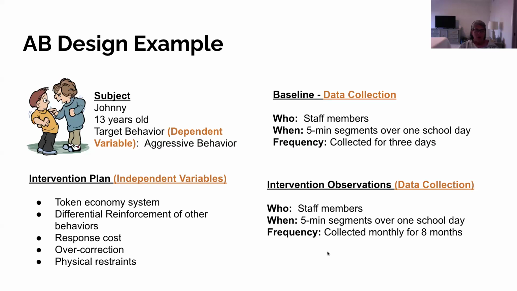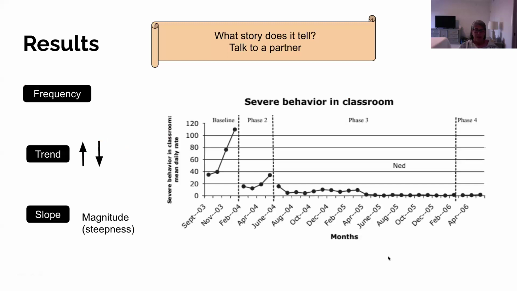So now we go ahead and start the experiment. We start by collecting the baseline data, see how aggressive he is. We start this plan, and then we're going to do the count over 8 months and see what happens. So here's what we have. And on these charts, this is what you're going to see. You're going to see a frequency, how frequent is the behavior happening. Then you'll see a trend that's going to go up or down, and a slope. This is the steepness, or how strong it goes up or down.